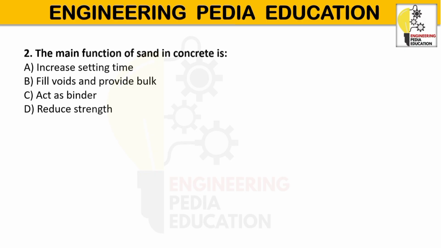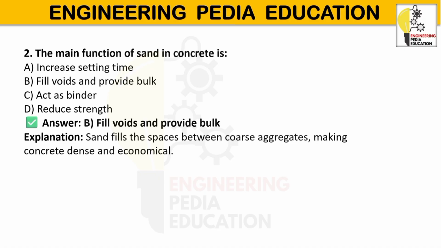The main function of sand in concrete is: increase setting time, fill voids and provide bulk, act as binder, or reduce strength. So the correct answer is fill voids and provide bulk. Sand fills the space between coarse aggregate, making the concrete dense and economical. Sand and coarse aggregate fill the voids.